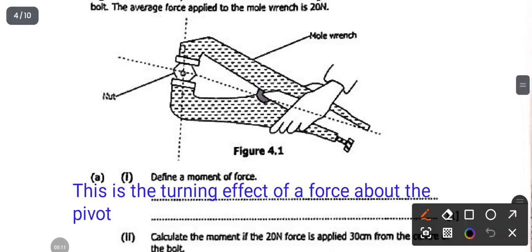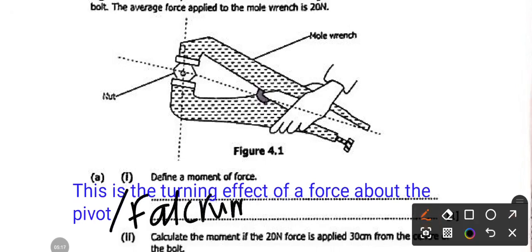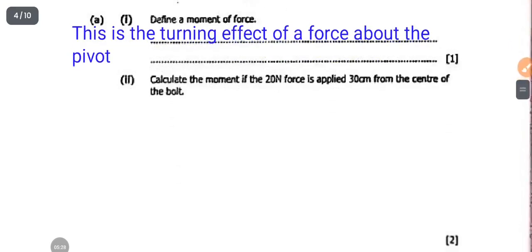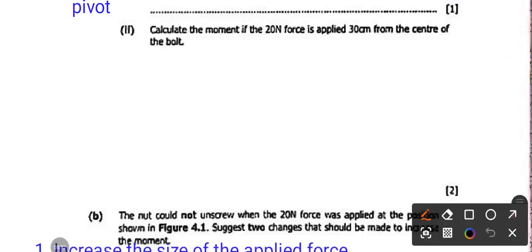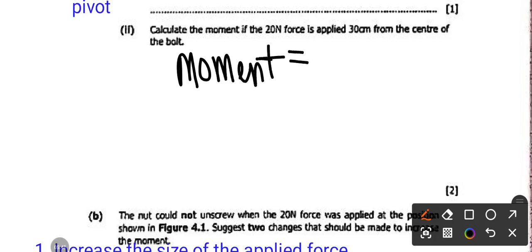So in other books, instead of using the word pivot, you sometimes find this word fulcrum. About the fulcrum should be the same. Okay, so it literally means the same thing. Then question A2. Calculate the moment if the 20 newton force is applied 30 centimeters from the center of the bolt. Okay, so what we have is that the formula of moment is given by force times distance.